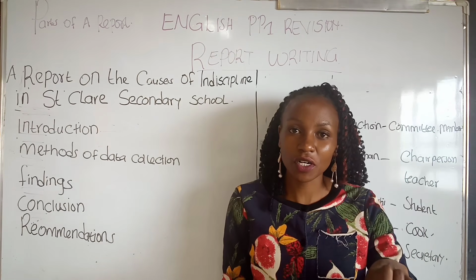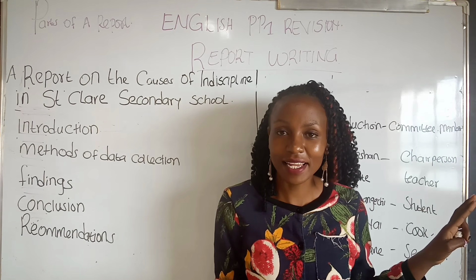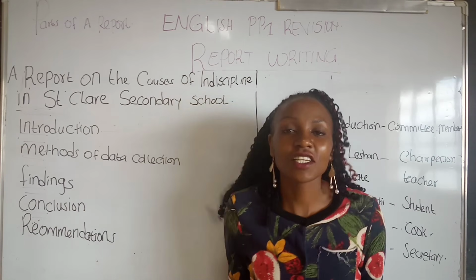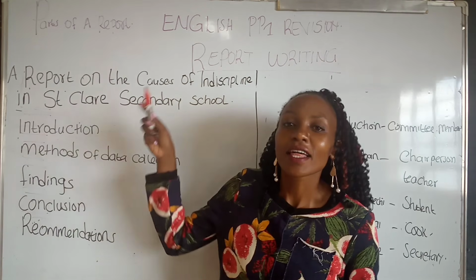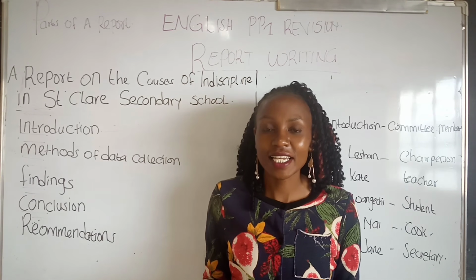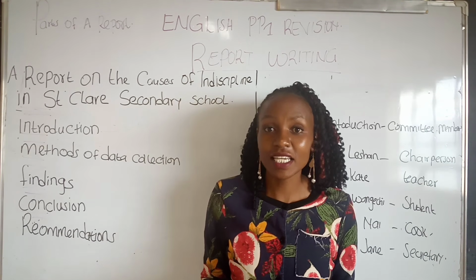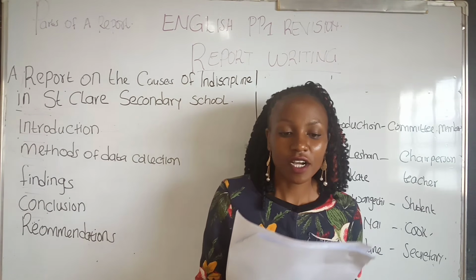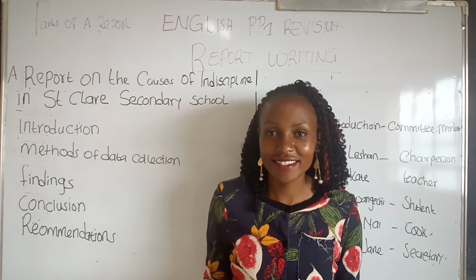Remember, you can number your causes 1, 2, 3. Give a detailed explanation. The next part is the conclusion, and here we give our opinion about the cause of the problem, that is the cause of indiscipline. And we can say the committee concluded that there was indiscipline in the school, which was caused by drug abuse, inadequate food, and ignorance by the teachers.